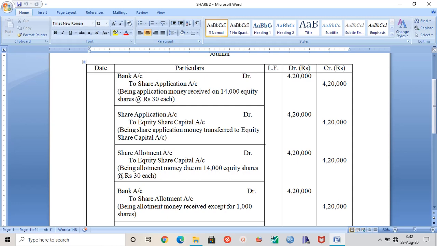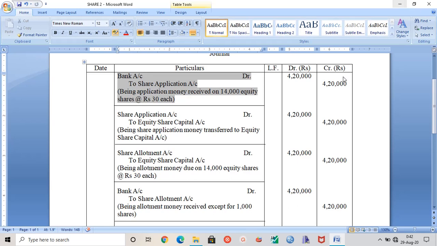Okay, students, now we are in question number 2. Again, I'll be using the same highlighter. The first entry will be bank account debit to share application. You know that. In this particular question, the company had issued 15,000 shares, but the public had applied for 14,000 shares, isn't it? So this is the case of under subscription.